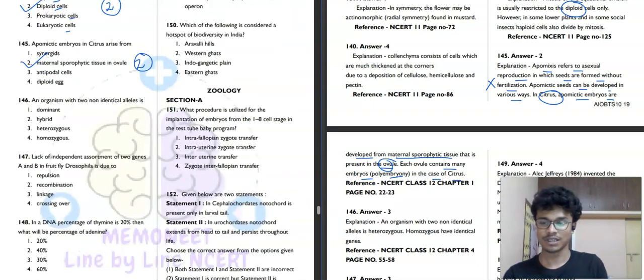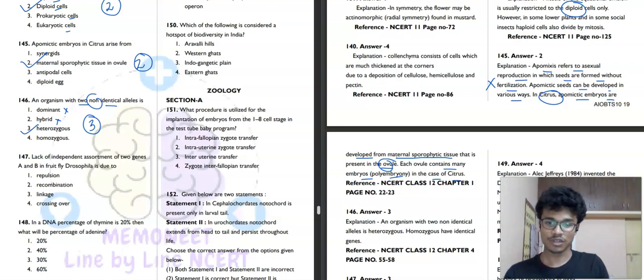Moving towards the next question, that is: an organism with two non-identical alleles is dominant, hybrid, heterozygous or homozygous. So there is no information given about which is dominant, which is recessive. So dominant can't be the answer. Hybrid also can't be the answer, but it is saying two non-identical, that means heterozygous. The third option will be your correct answer for this question. If the question was given as an organism with two identical alleles, then it should be homozygous.